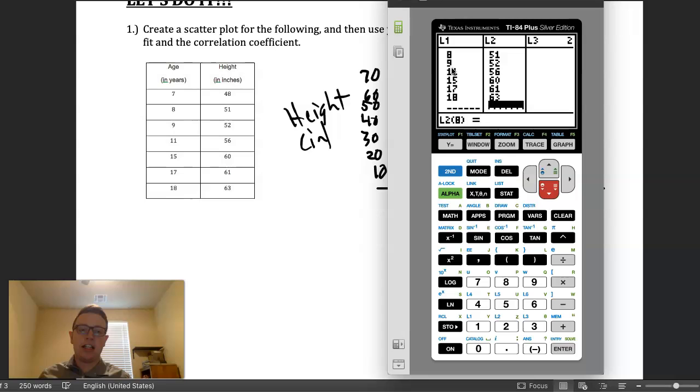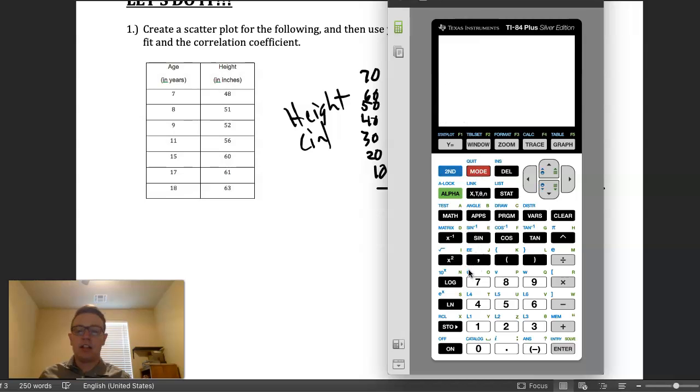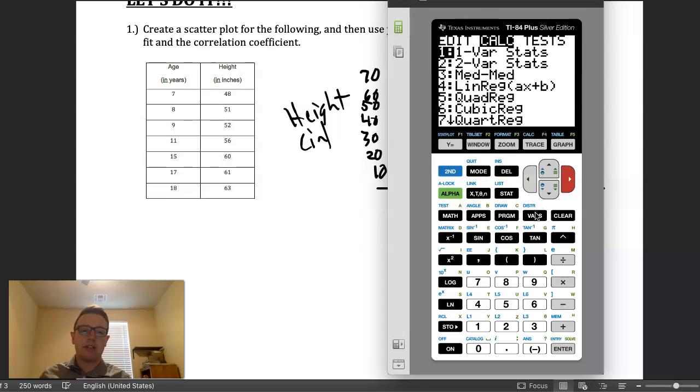Once you have all of that, you should be good to go. Your list should be the same length, so make sure they are. Then we can quit out of here. And now we're going to want to do some calculations. We're going to want to see some information on this.